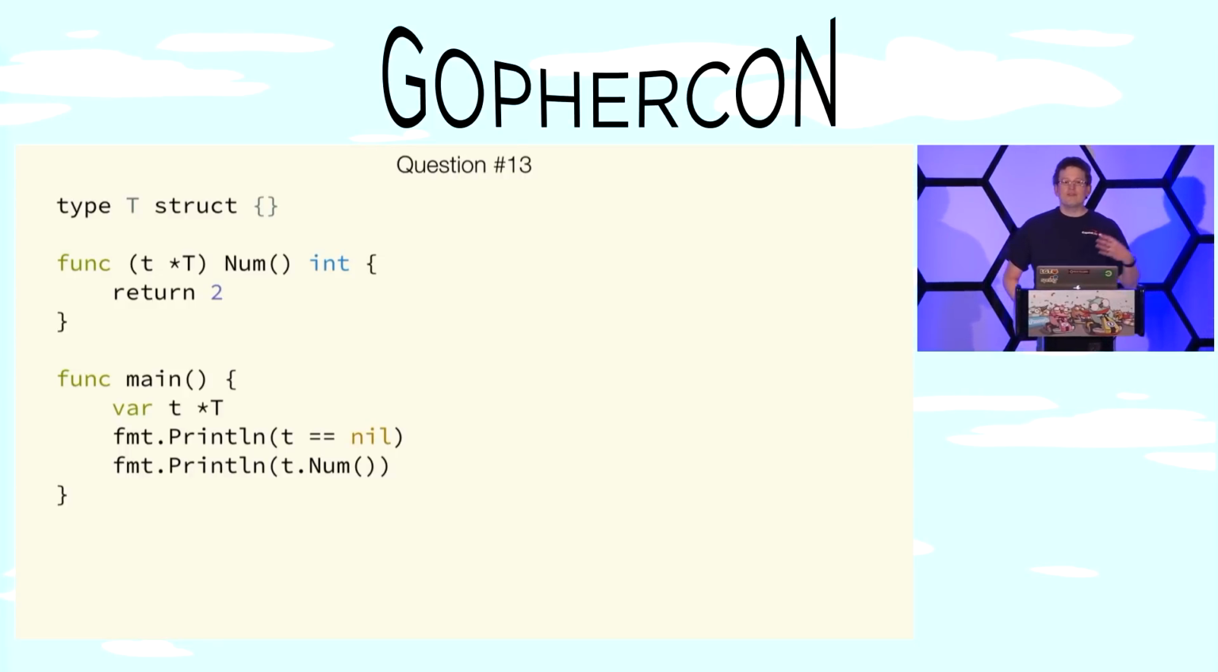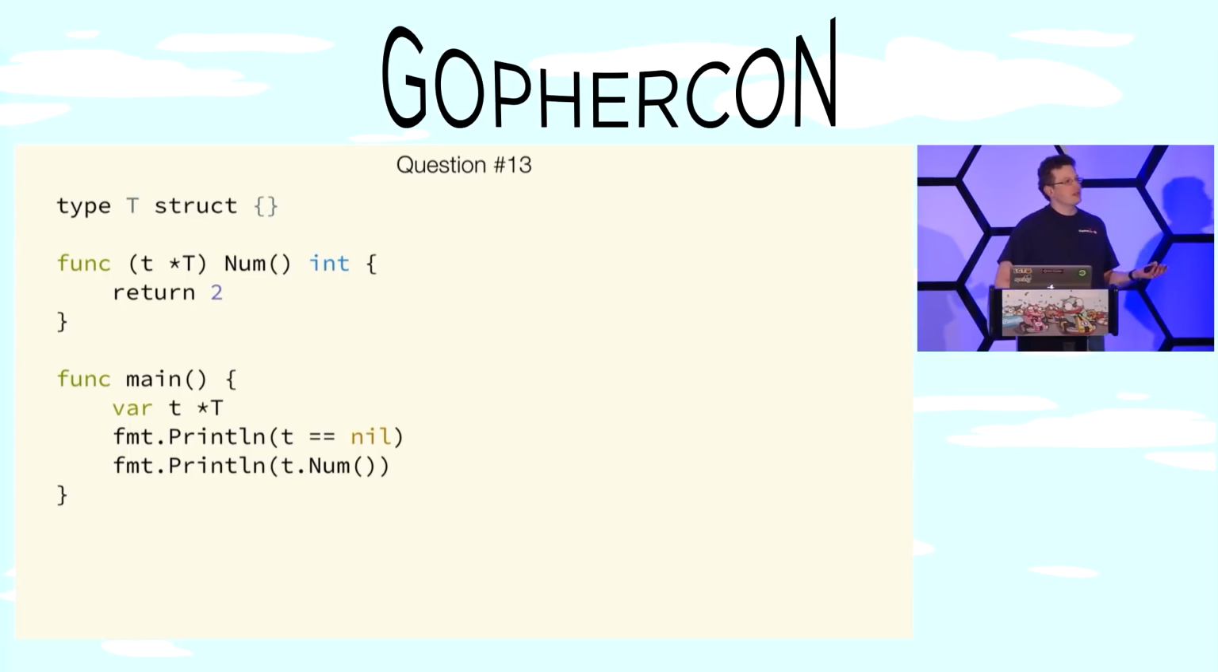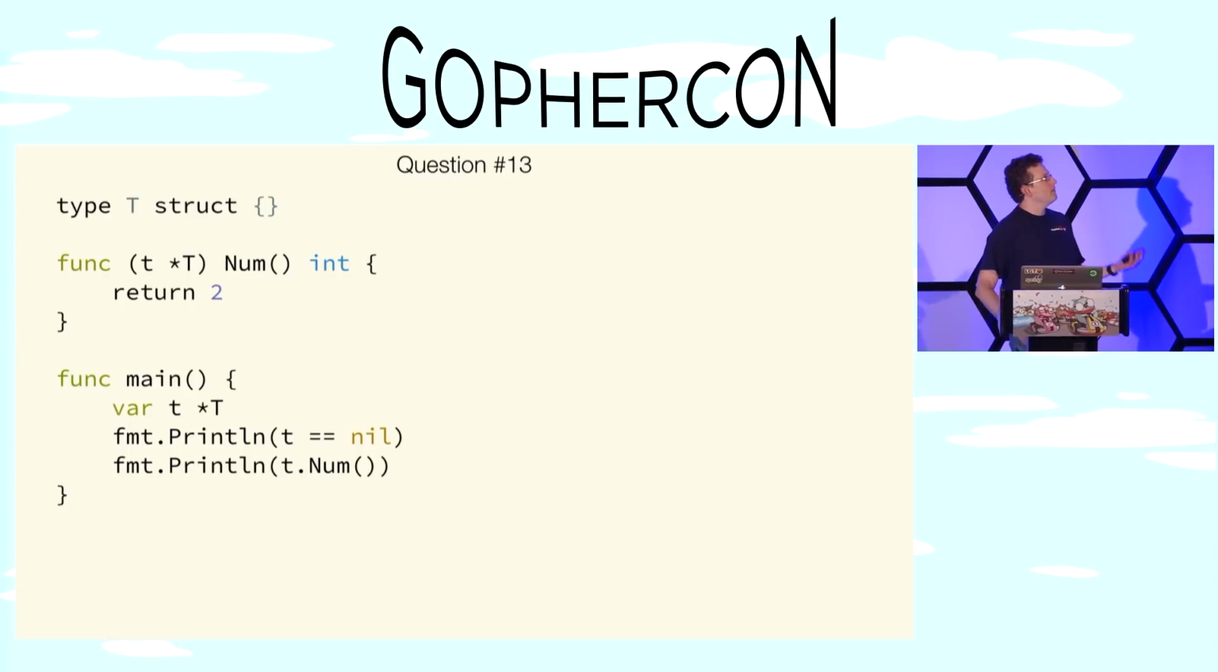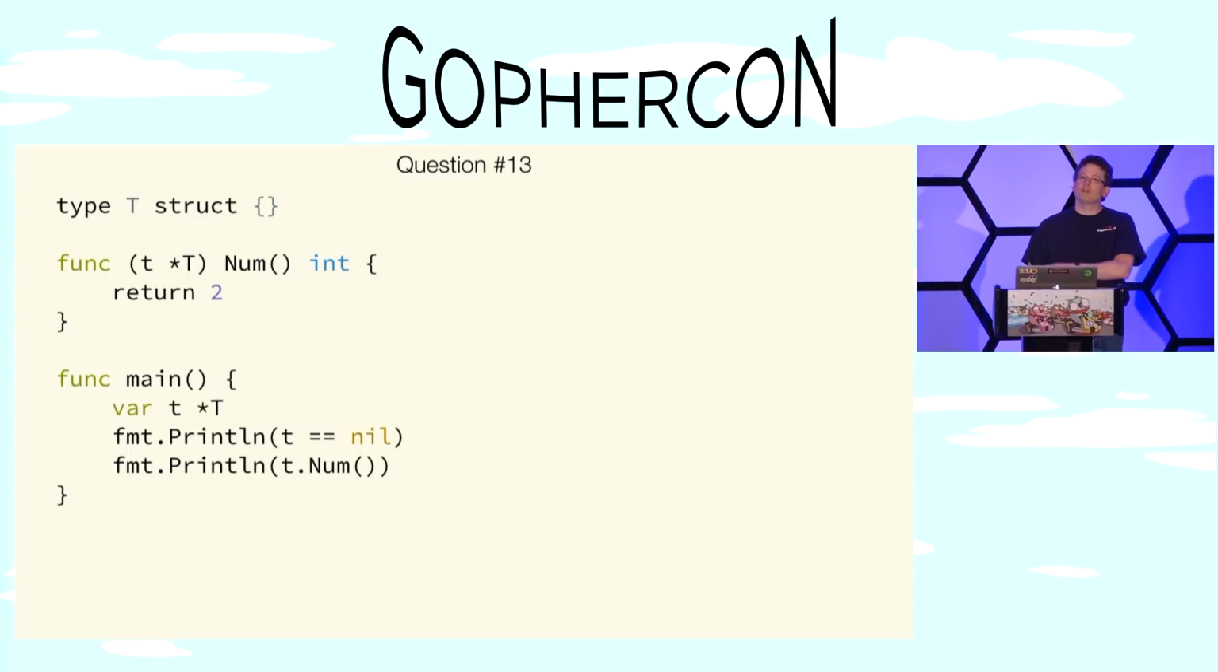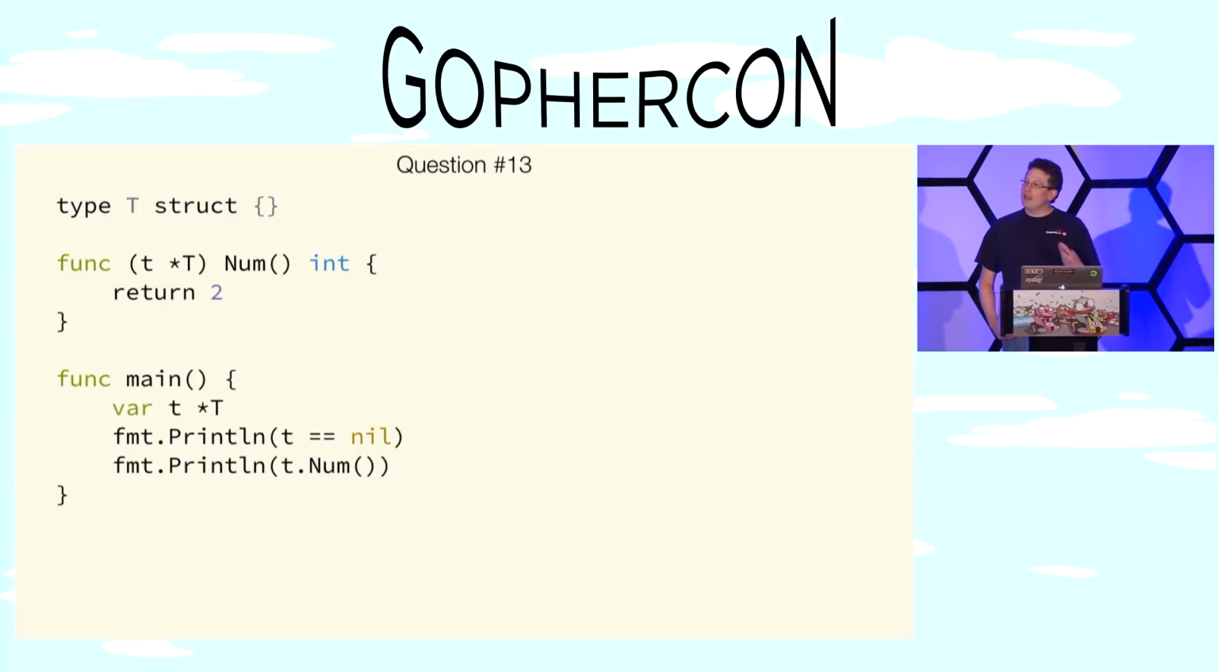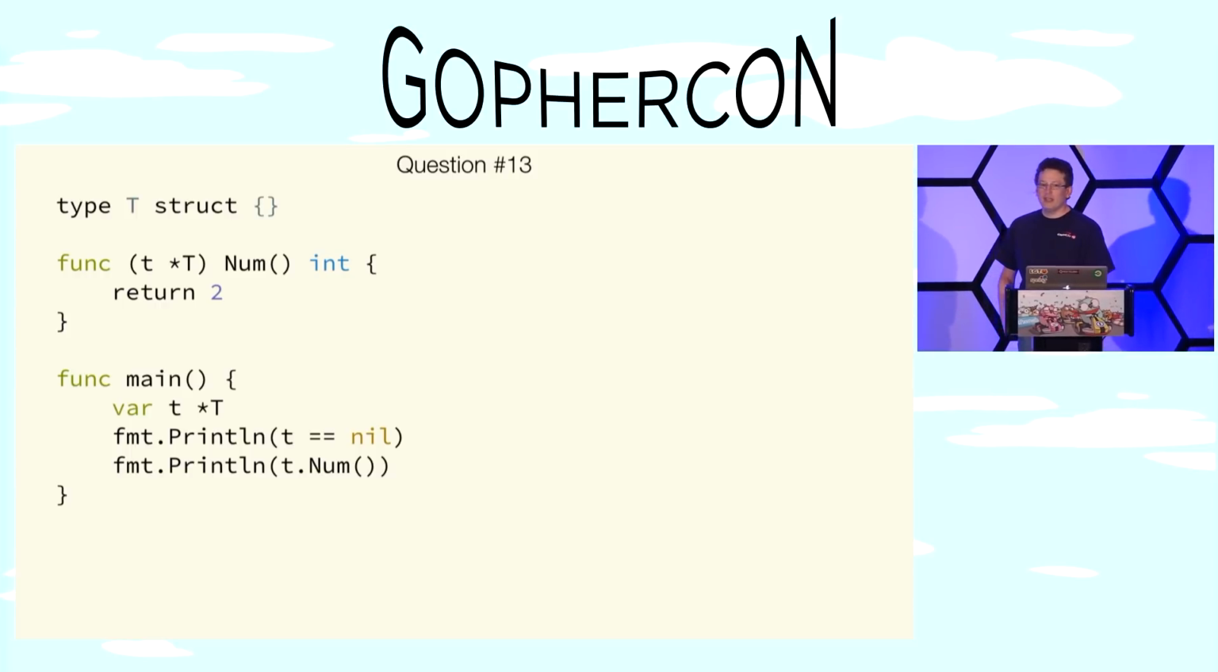Let's say we have a program with the following struct defined. We have this T that is an empty struct. We've defined a method on pointer to T called Num that just returns back 2. And in main, we declare a variable t that is a pointer to T. We print out if t is nil. And then we print out the result of calling t.Num. Simple enough. What is this program going to do?